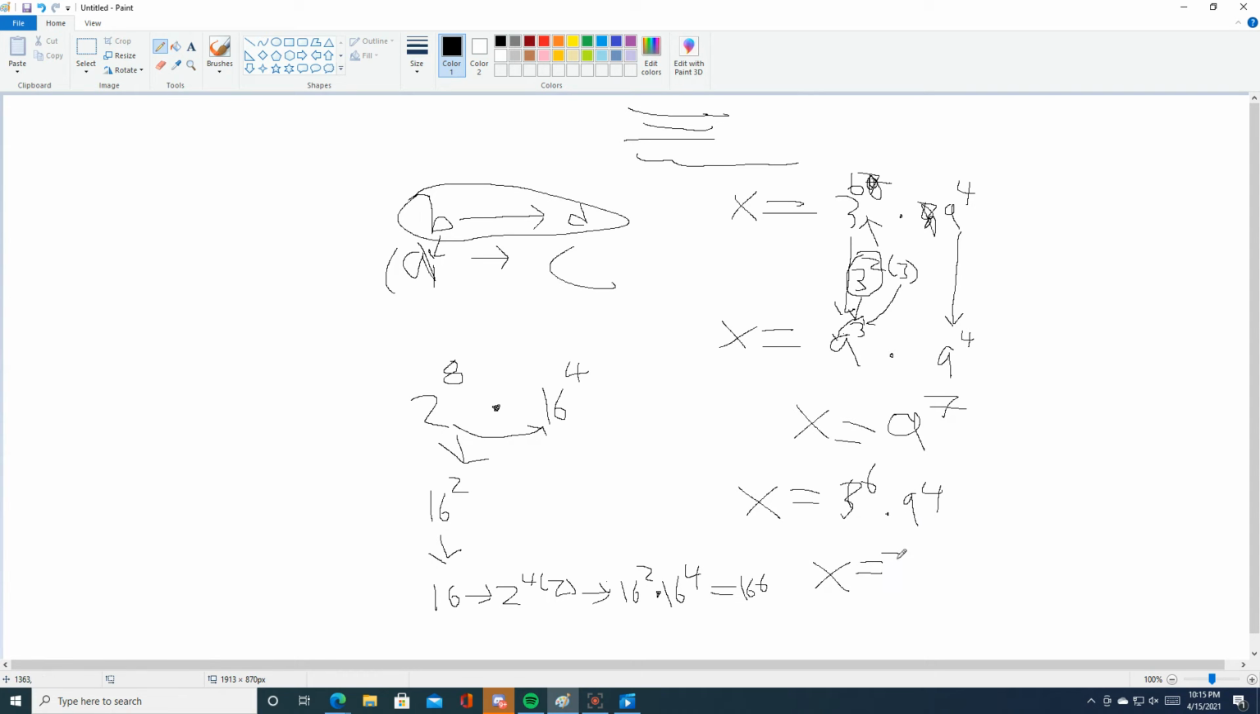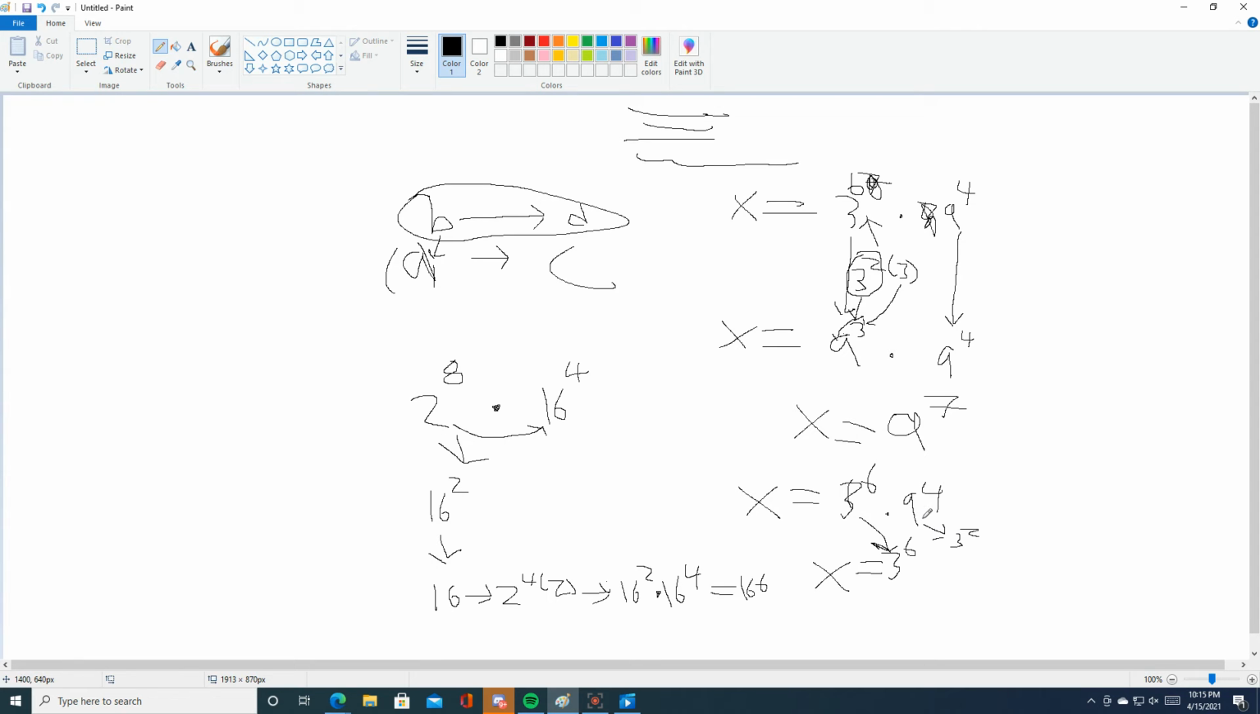So it would be x equals 3 to the 6th. And this one always stays the same, whatever base you have it in. Then this one is going backwards, so it's a little different. We know that 9 is 3 squared.